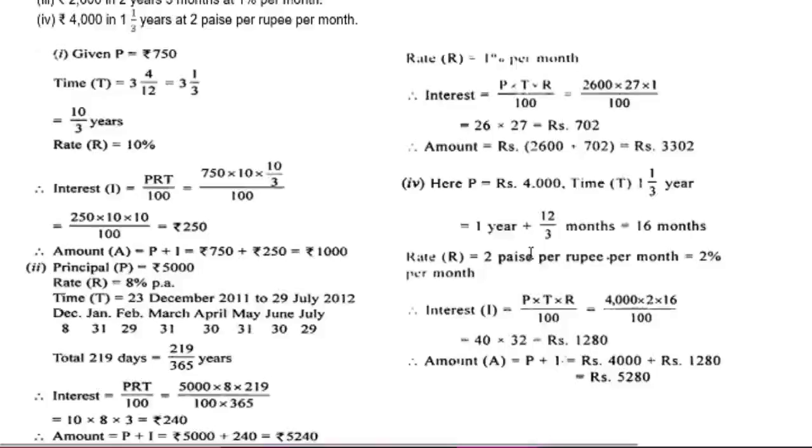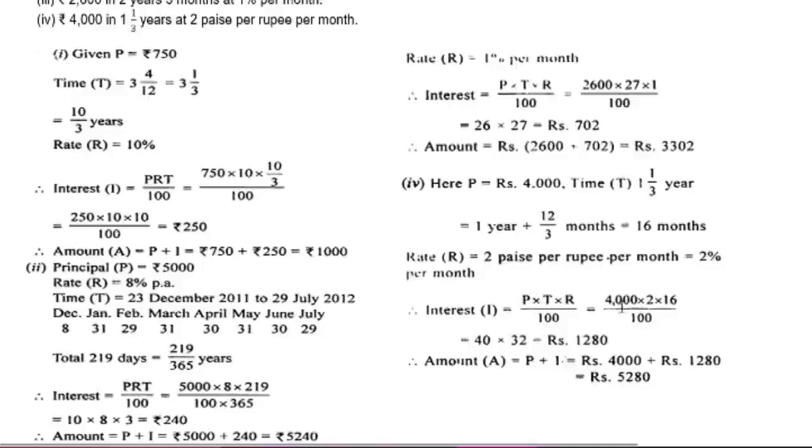per rupee per month. Here also the rate is per month. That means 2 paisa per rupee. That means 2 paisa per 100. 2 paisa per 100 means 2%. 2% per month. So the interest equals P into T into R divided by 100.